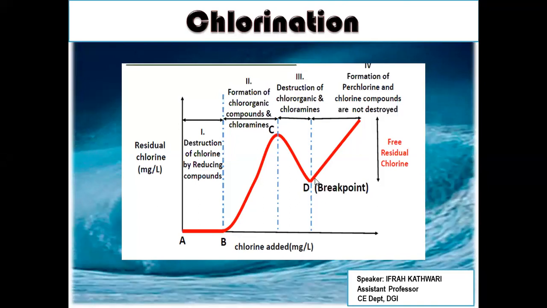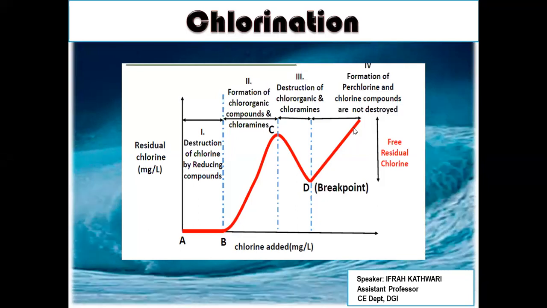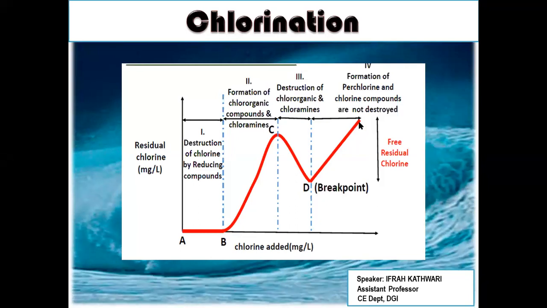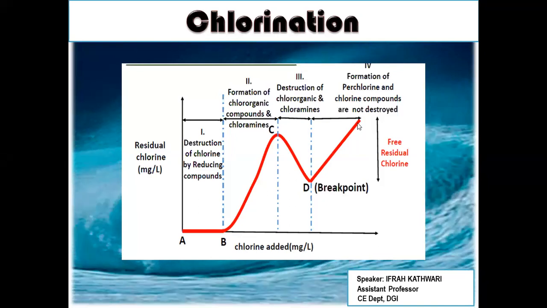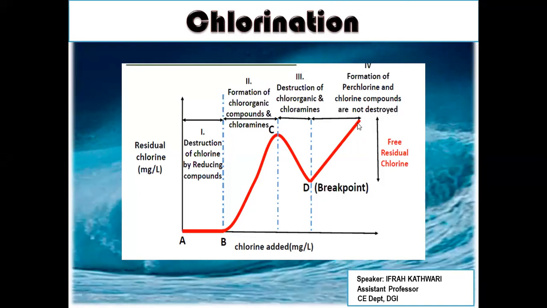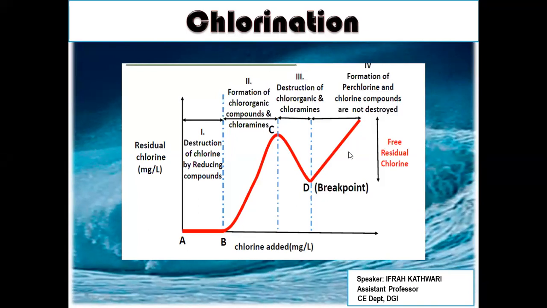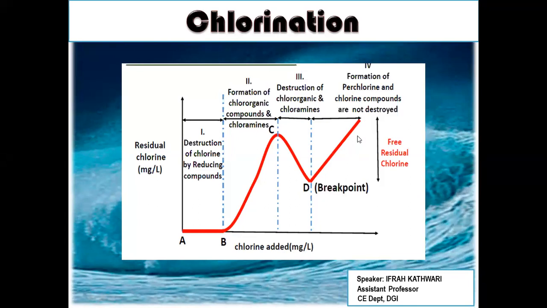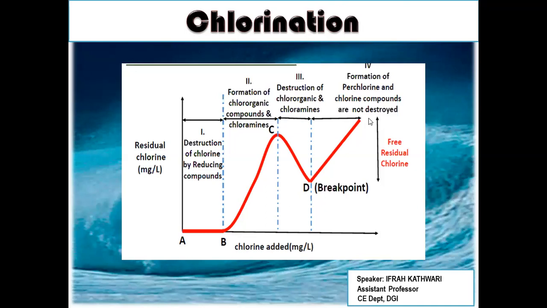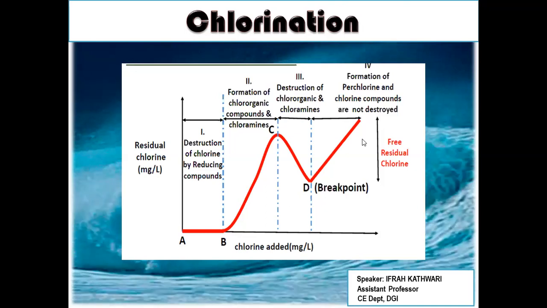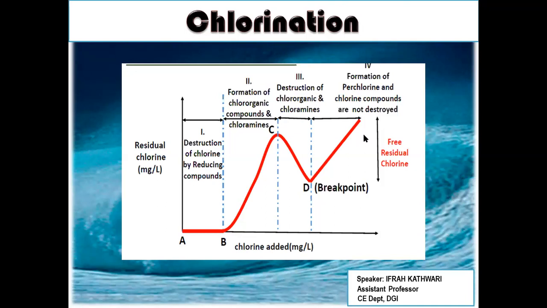Over here there is the formation of chlorine compounds that are not destroyed, the remaining chlorine that may be present in water after chlorination, after all these stages that water goes through. So here are some of the chlorine compounds that are not destroyed at all. This is the free residual chlorine that is present in water. So this is something that happens in the process of chlorination.